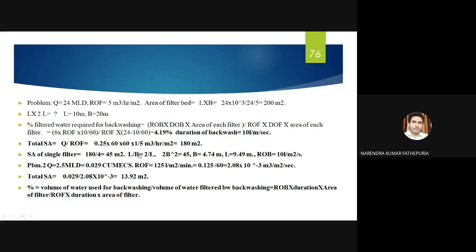Length divided by width ratio. So length is equal to 2L. Then L by B, you can get 2 by L. Like this, you can do the simple calculations.